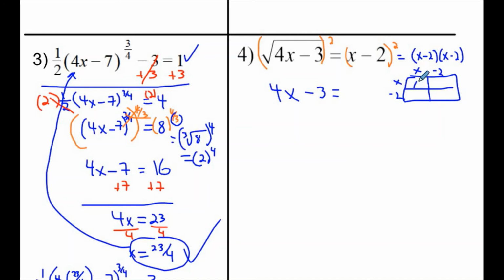X times x is x squared. Negative 2 times x is negative 2x. Negative 2 times x is negative 2x. And then negative 2 times negative 2 is 4. And so this here will come out to x squared. Remember, the combined like terms always come out on the diagonal. Minus 4x, and then plus 4. So now we have, for the first time, a quadratic.